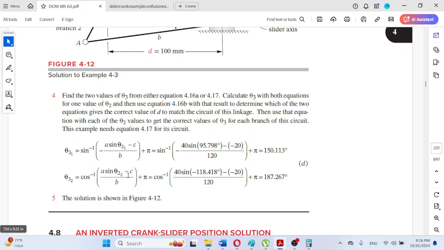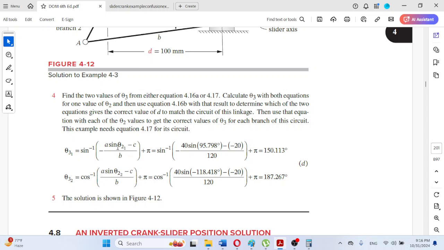Here the important thing is that the author has used two formulas, theta 3 1 and theta 3 2. There is one typing mistake, which I have verified: the cos inverse here is wrong. Remember, this cos inverse is wrong. Both of these formulas are actually sine inverse. There is no formula like cos inverse, neither in the derivation nor in this example.